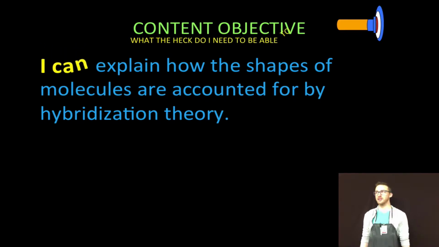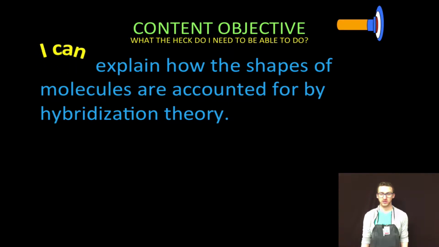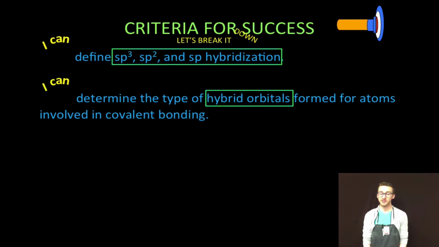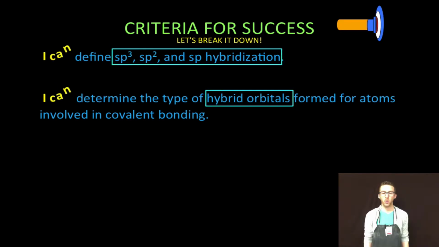What in the heck are we going to do in this video? We're going to explain how the shapes of molecules are accounted for by hybridization theory. Two things we're going to do. One, we're going to define sp3, sp2, and sp hybridization. And two, we're going to determine the type of hybrid orbitals formed for atoms involved in covalent bonding.